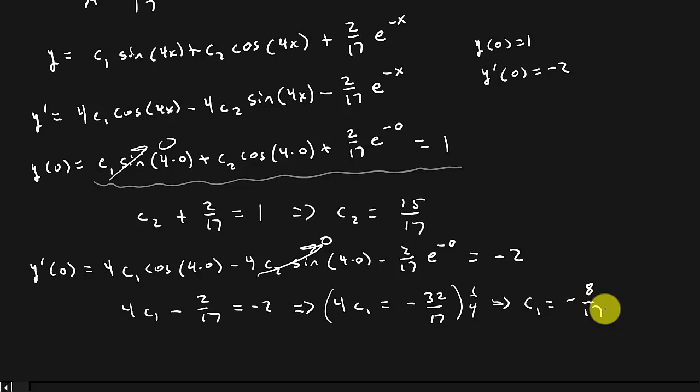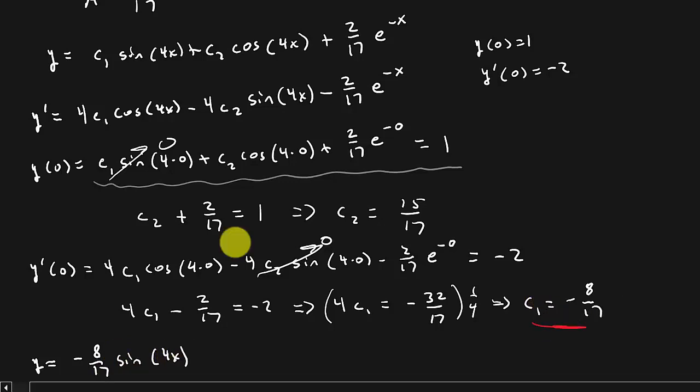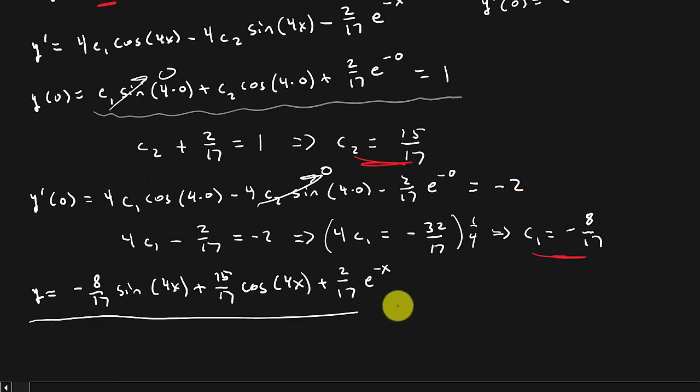Yes. All right, so we've got everything. So now we know that y is equal to C1 times sine, so that's negative 8 over 17 times sine 4x. See, all I'm doing now is I'm taking the C1 and what I got for C2, and I'm plugging it back into here. And then that's going to be, let's see, plus 15 over 17 cosine 4x plus 2 over 17 e to the negative x. And this is your answer.